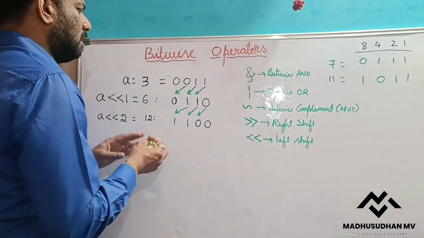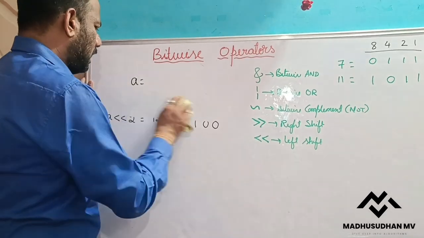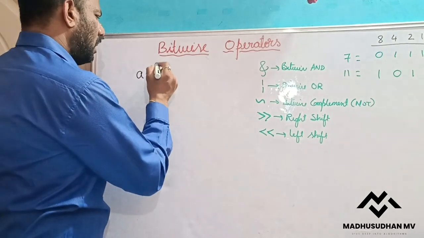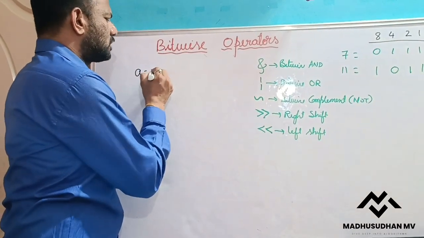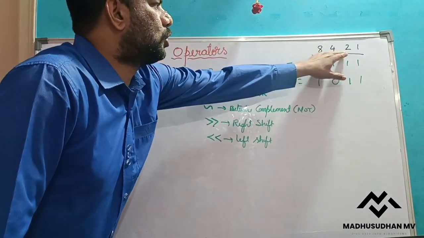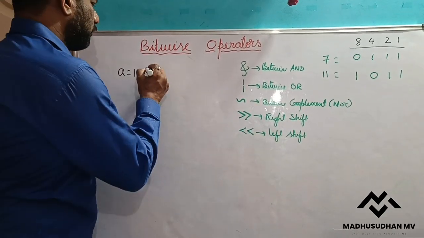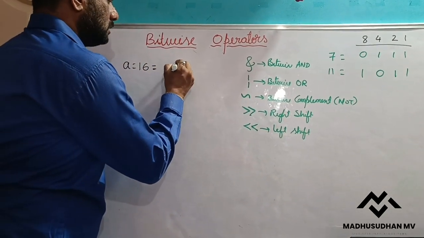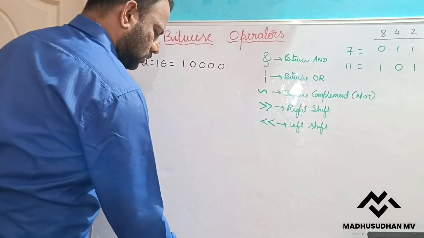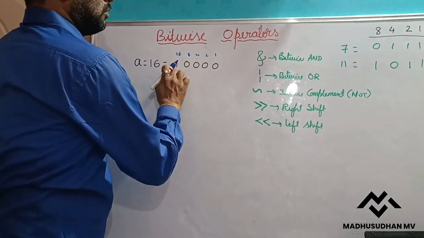Okay, let us see the same thing with a reverse example. Let us take A equal to 16. For 16, if I add 8, 4, 2, 1, I get 15, but I need 5 bits for that. So for 5 bits I need 1, 0, 0, 0, 0. This is 16, because the place values are 1, 2, 4, 8, 16. Only the 16 bit is 1, and all the remaining are 0.